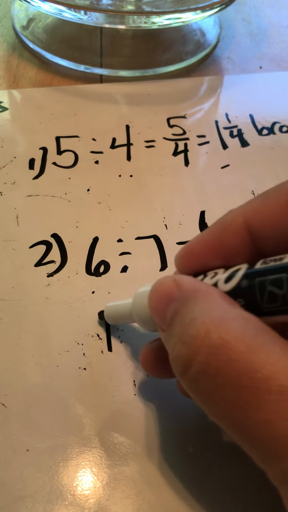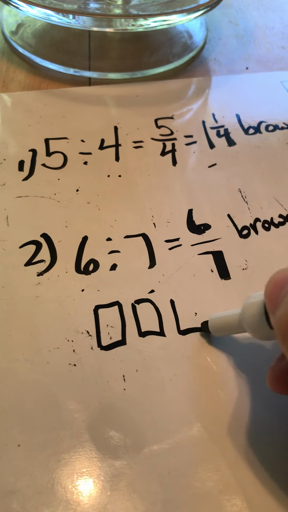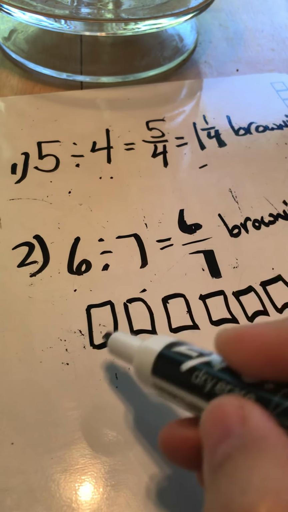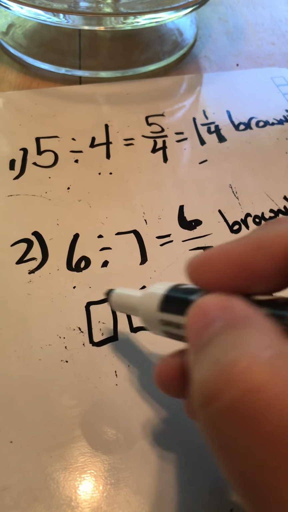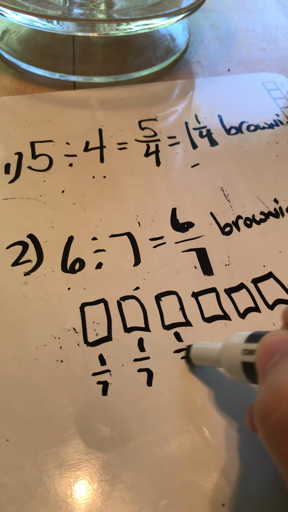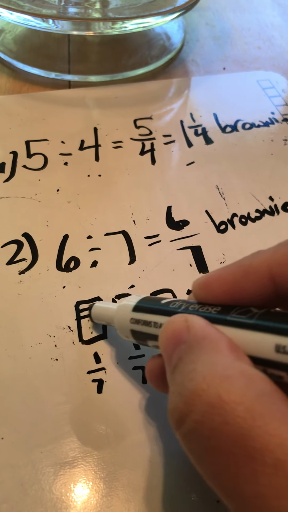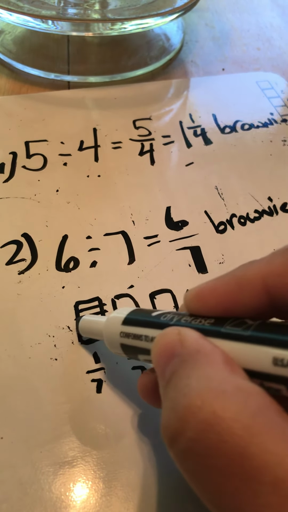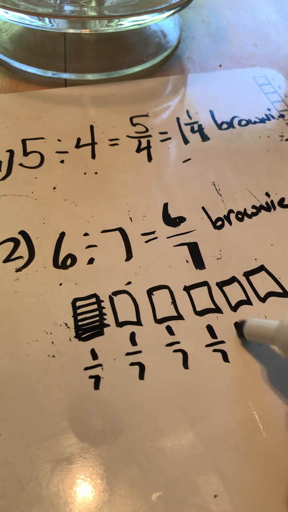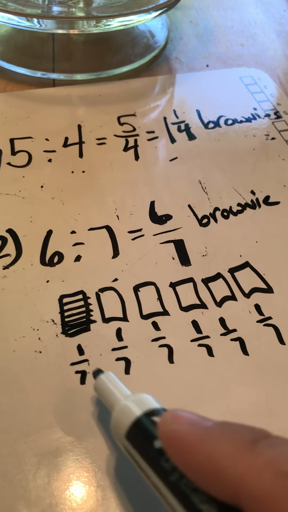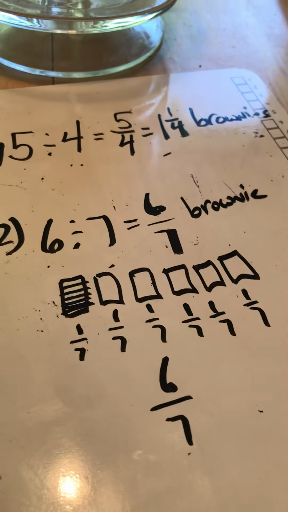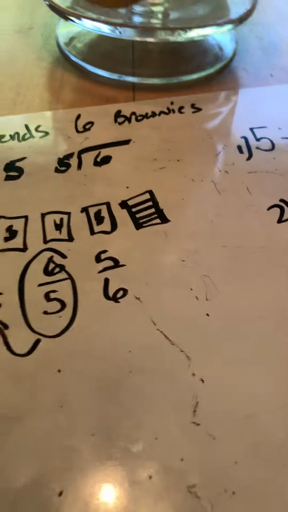Well, it would look like if I had 6 brownies. 1, 2, 3, 4, 5, 6. I would have to break up each brownie into groups of 7, right? So each friend would get a 7th here, and a 7th here, and a 7th here, right? I'm breaking it up into 7 pieces. 1, 2, 3, 4, 5, 6, 7. And each friend would get a 7th here, and a 7th here, and a 7th here. So we add that up. 1, 2, 3, 4, 5, 6. That's where we're getting that 6/7 from. So hopefully that drawing helped you.